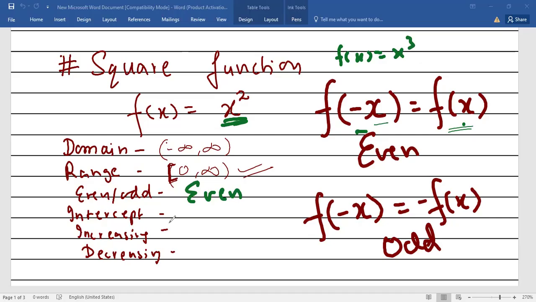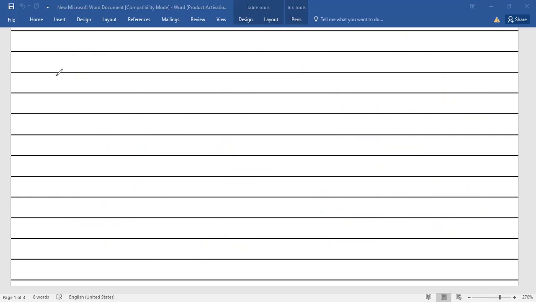Then what are the intercepts? So the x-intercept is 0. It is passing through 0, 0, right? Yes. And then it's increasing from 0 to infinity. And then decreasing, it's from negative infinity to 0. Perfect. Very good. Can you draw the graph for this?